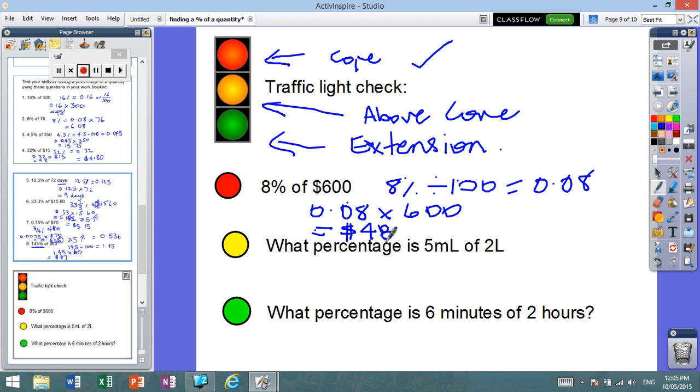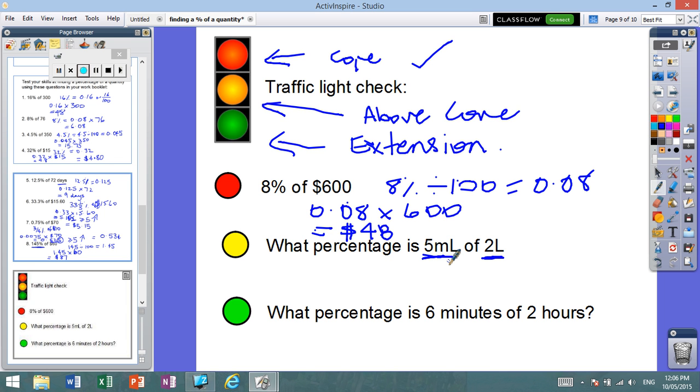Now, this is a little bit tricky, because we need to have a look and get these into the same quantities, but we also need to do something a little bit tricky as well. So first of all, we need both to be in mils, milliliters.